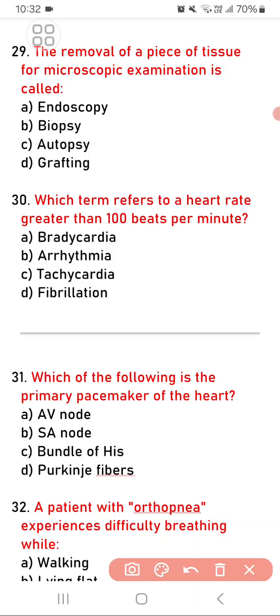The removal of a piece of tissue for microscopic examination is called biopsy. Which term refers to a heart rate greater than 100 beats per minute? Tachycardia. Which of the following is the primary pacemaker of the heart? SA node.